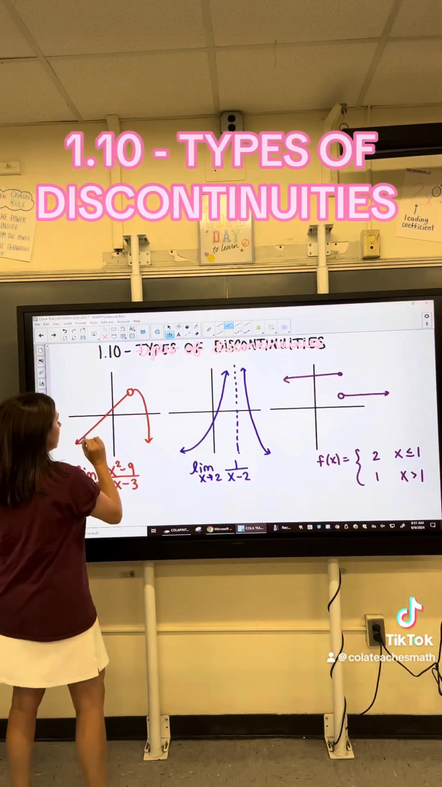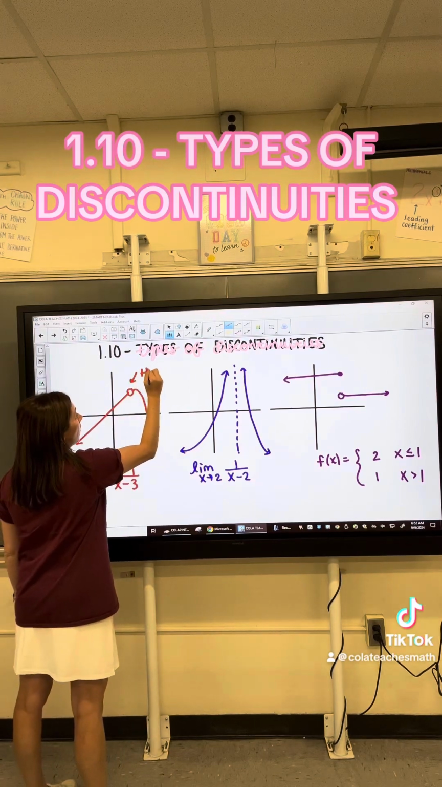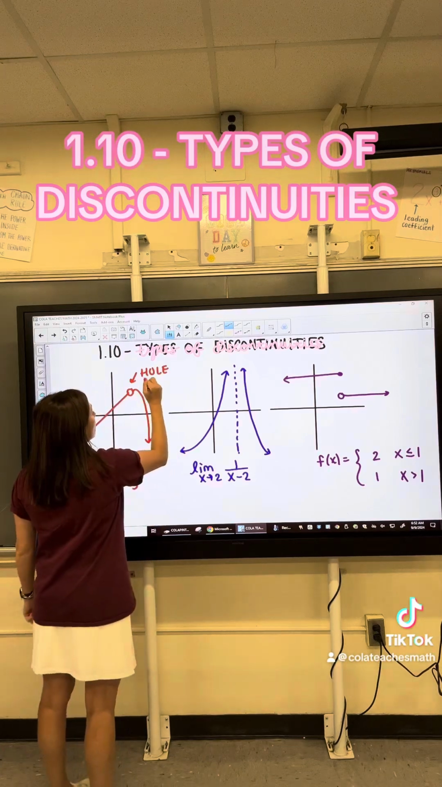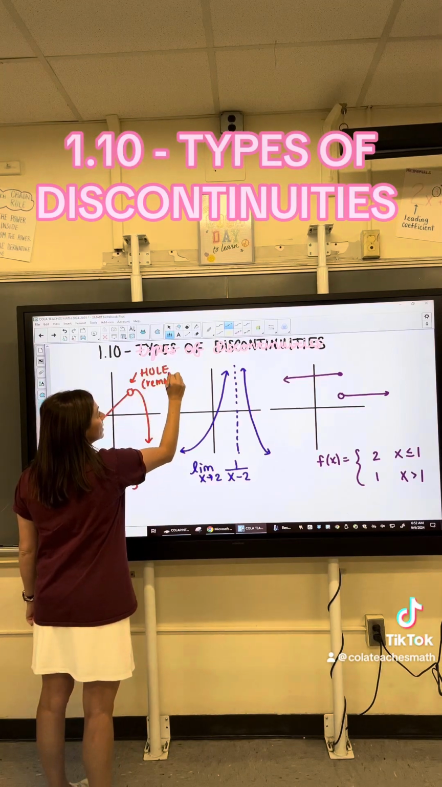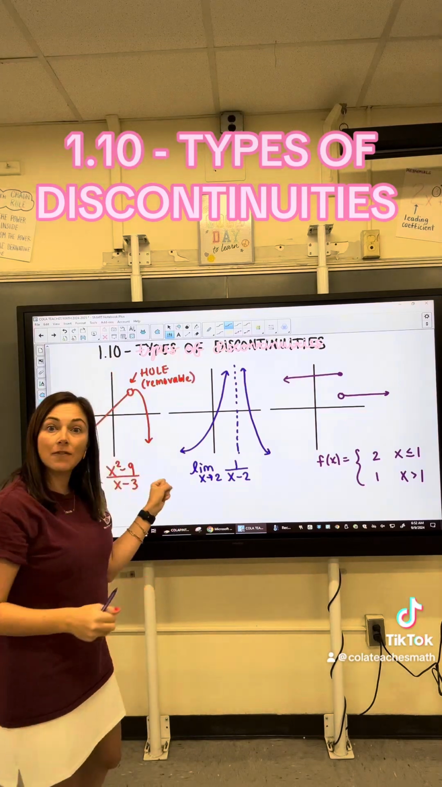I cannot continue this graph without picking up my pencil because right here is a hole. Okay, the fancy word is a removable discontinuity. So a hole is removable. Think about it, I can remove it. So let me give you an example.